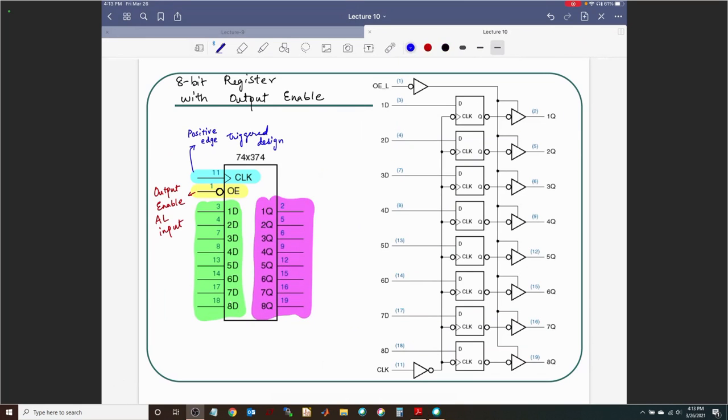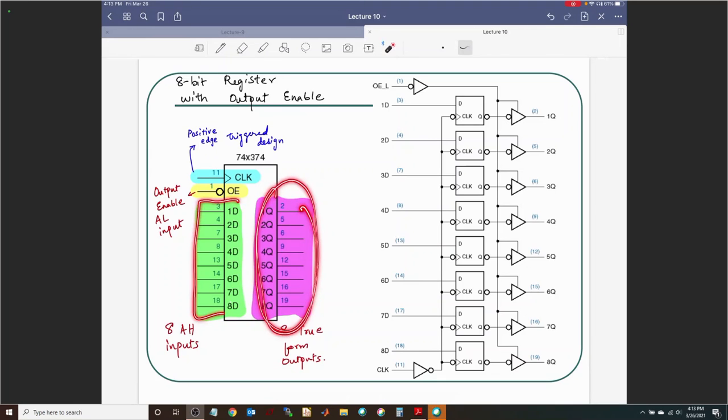Let me write some statements here. You have got 8 active high inputs here that are primarily used to load 8 new bits into the register. And then you have the outputs here, which are essentially what? 8 active high or true form outputs. And you can think of it like this. The outputs are going to tell you what is in the register. The inputs are going to allow you to put new things into the register, right? Like that's kind of what is going on here.